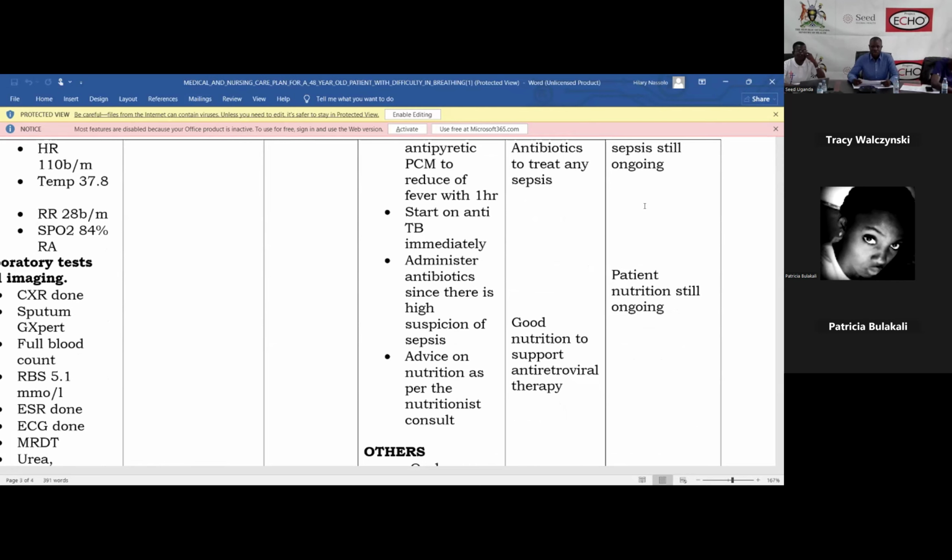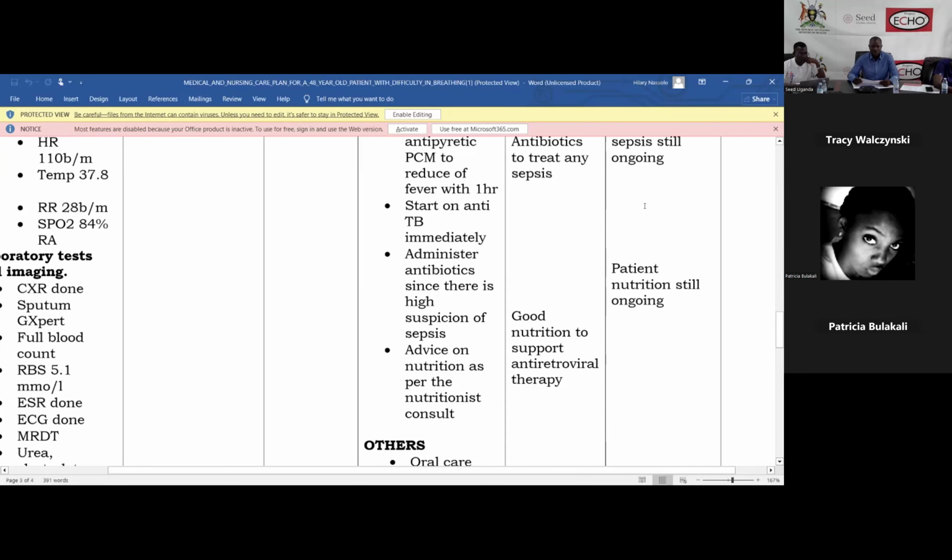Next, we're going to administer antibiotics. Of course, with our patient, we have much suspicion of sepsis, and preferably as prescribed by the doctor, we saw ceftriaxone, and if our patient can tolerate oral or per oral, we're going to give azithromycin. Then we're going to give advice on nutrition as per the nutritionist consult, very important.